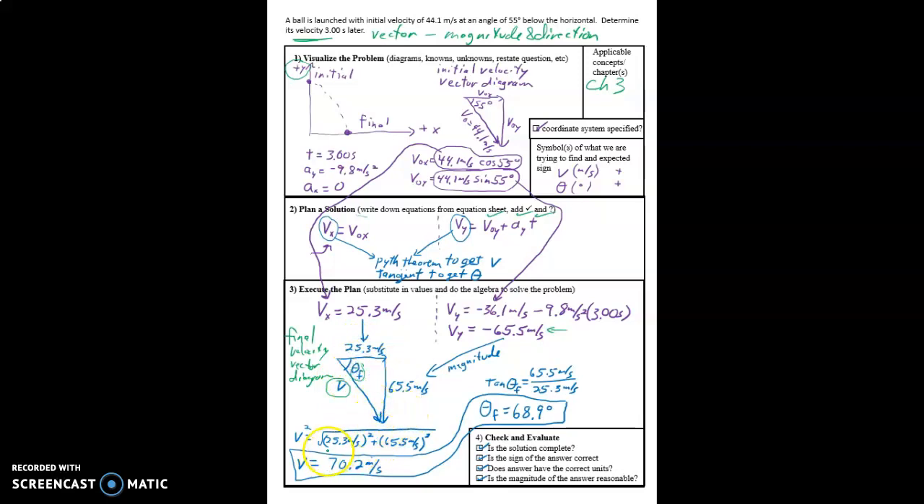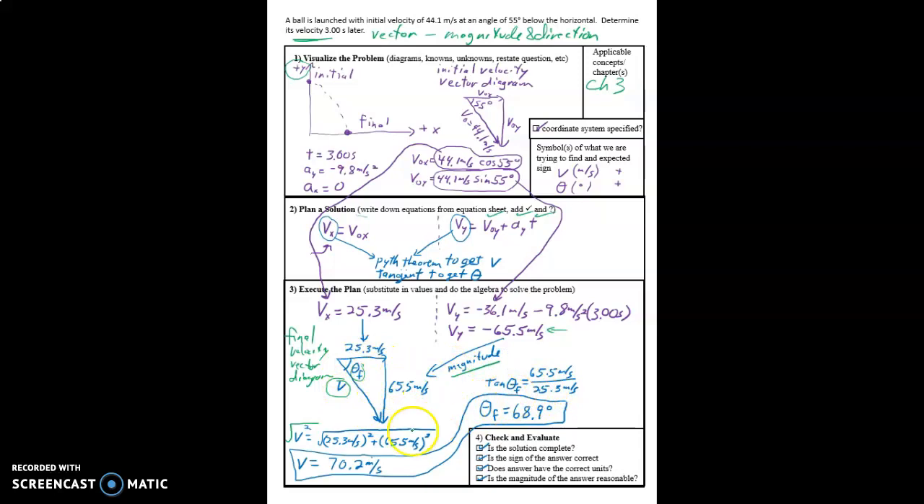So we can find V by the Pythagorean theorem, and I forgot to put a square root sign there. So V ends up being 70.2 meters per second. That answer makes sense. It's larger than 44.1. Also, it's larger than either of these components. Sometimes students make mistakes with negative signs, entering them into their calculator, not using parentheses correctly. But I don't even put negative signs in when I'm doing the Pythagorean theorem. I only take the magnitudes because that's all that's important.